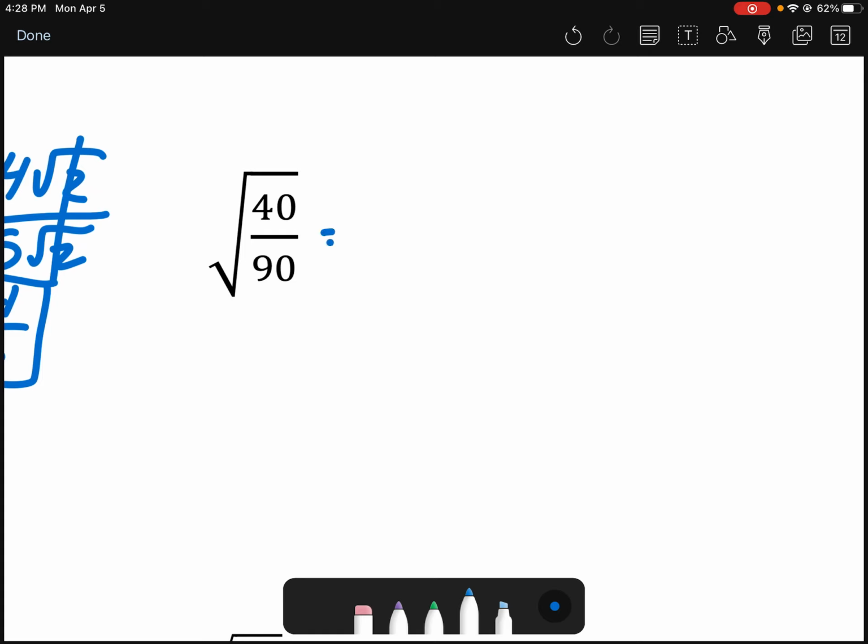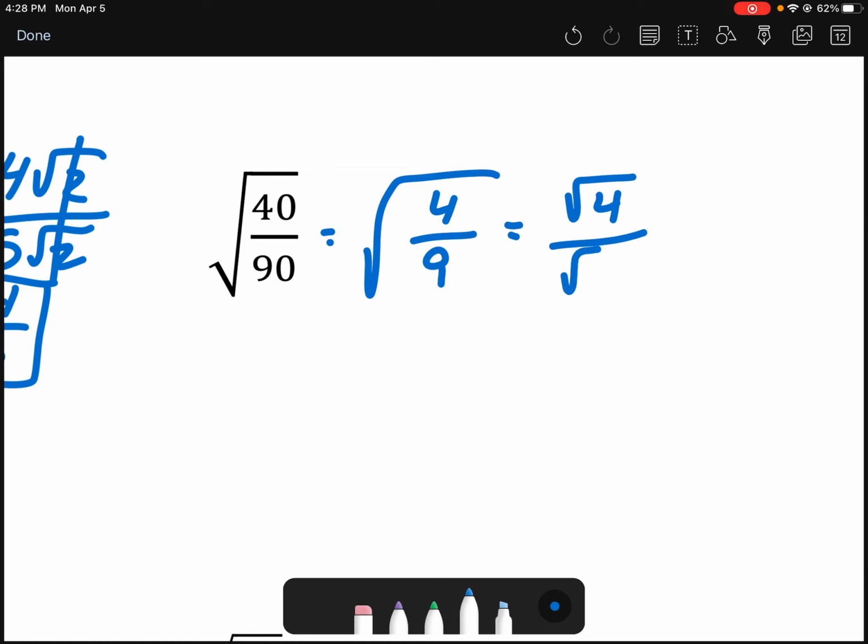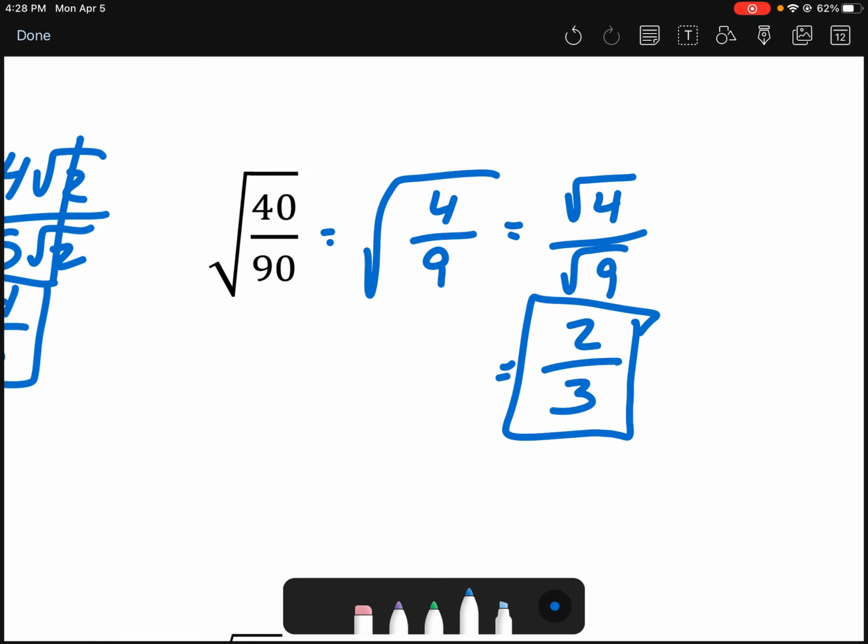So from this one right here, again, we can just go the easy route. Both top and bottom can be divisible by 10, giving me 4/9. Square root of 4 over the square root of 9. My simplified radical is just 2/3.